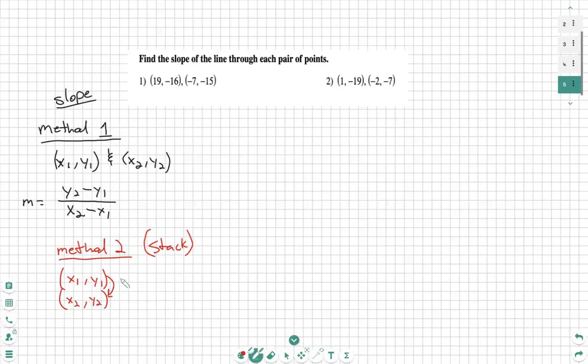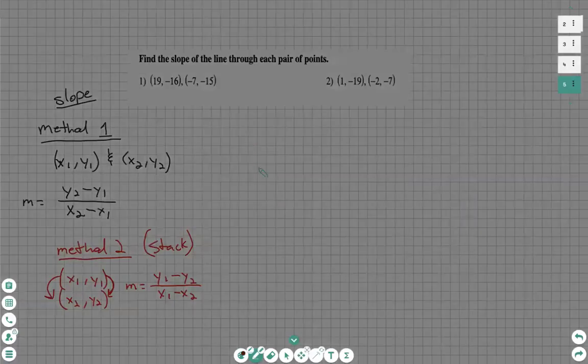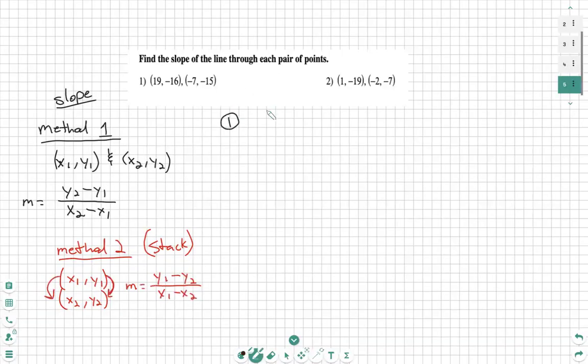Make sure you put y's on top. So I have an arrow starting at y1 going to y2, y1 minus y2. Now, same thing on the other side, x1, follow the arrow, minus x2. And those are the 2 ways to solve for slope. Pretty simple. So let's apply method 1 to number 1.